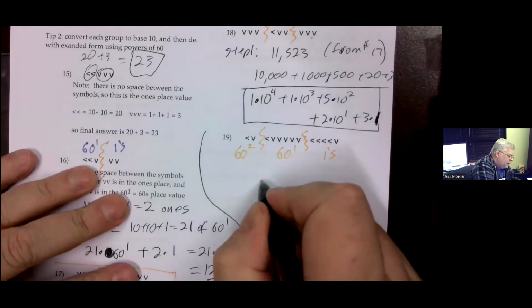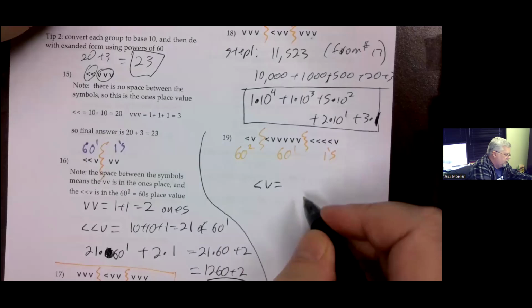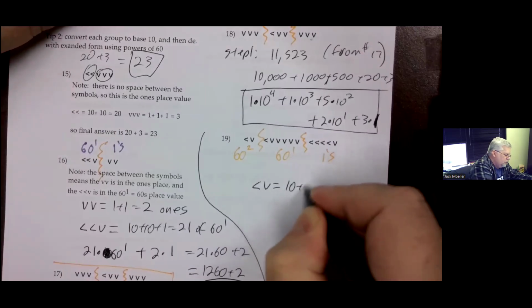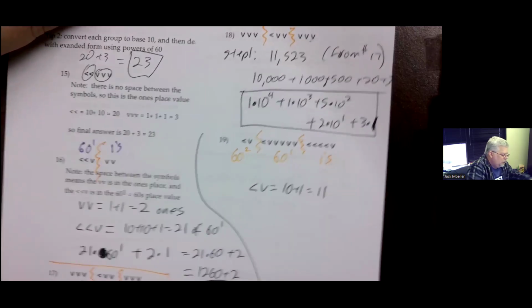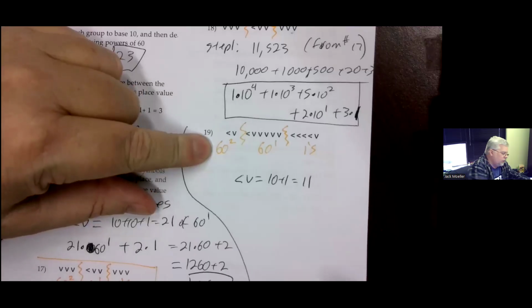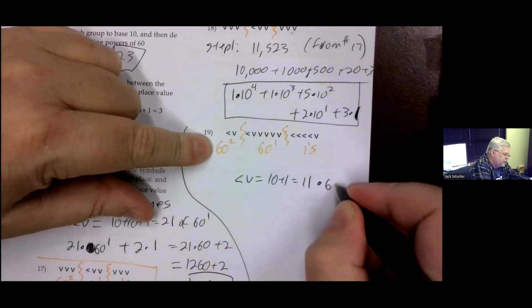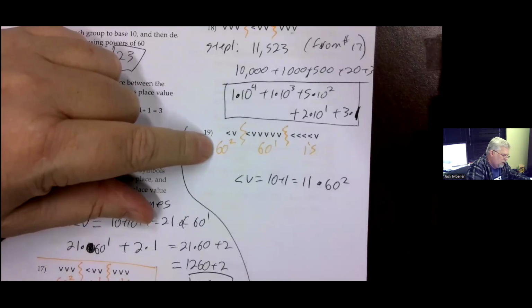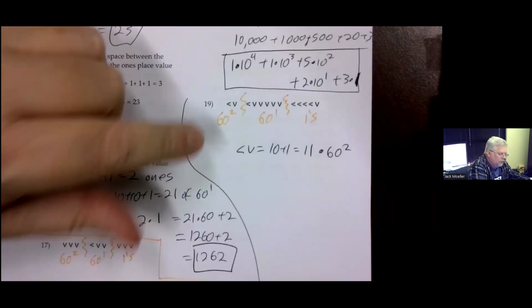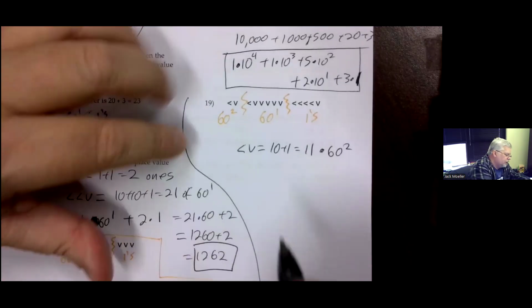So less than V, less than is 10, V is 1, that's 11. Now that is in the 60 squared position, so we're going to multiply that by 60 squared. Kind of run out of room, so I'll do that arithmetic after I do all the translation.